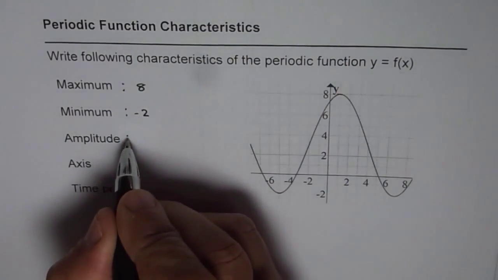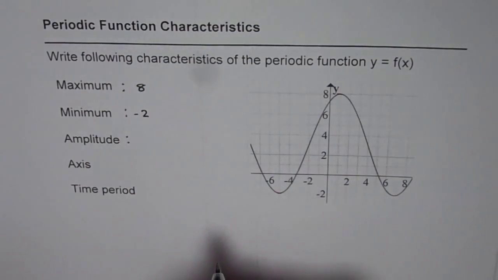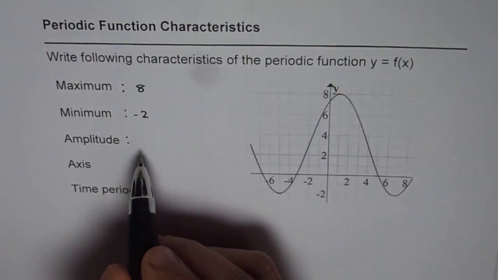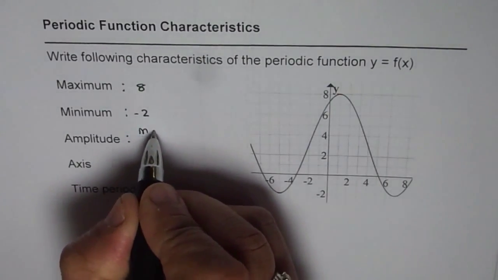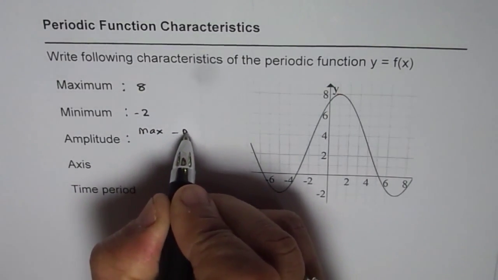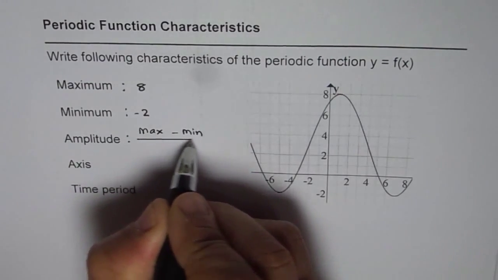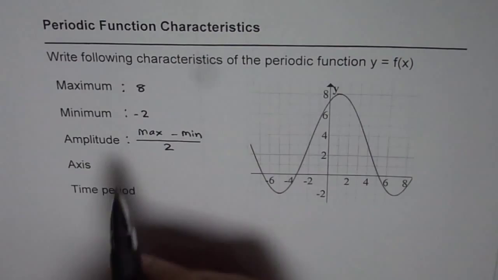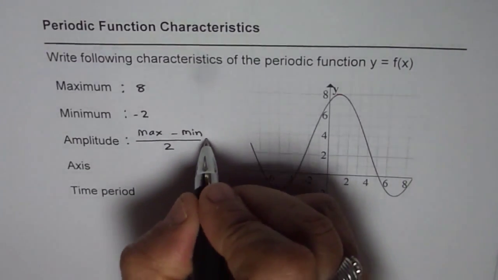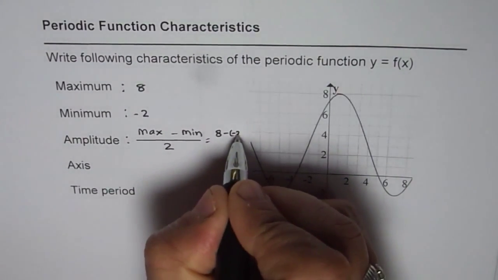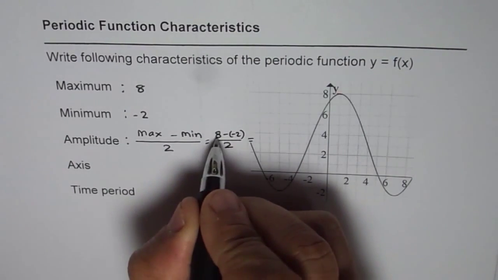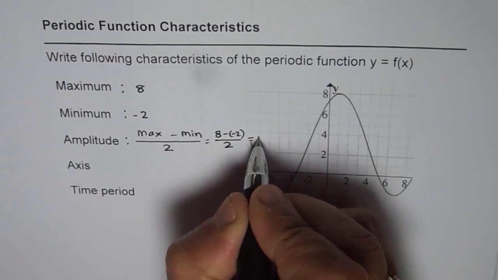Now from maximum and minimum, we can find amplitude. Amplitude is (maximum minus minimum) divided by 2. So let me write down the formula first. Maximum minus minimum divided by 2. So you can calculate amplitude from these two values. So what we have here is 8 minus -2 divided by 2. That means 8 plus 2 is 10. 10 divided by 2 is 5.